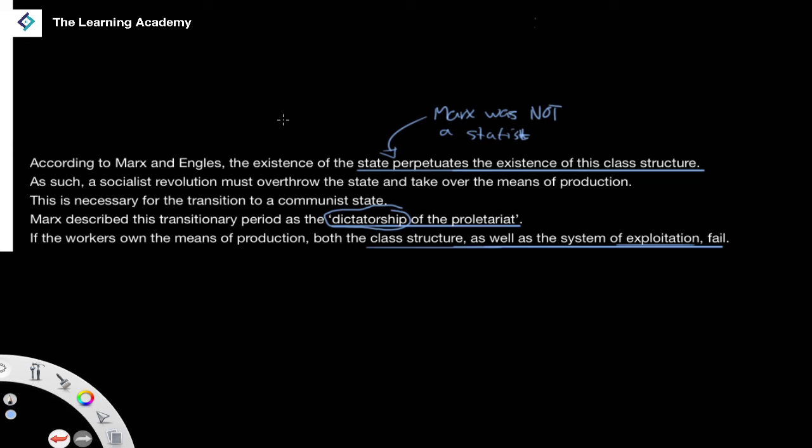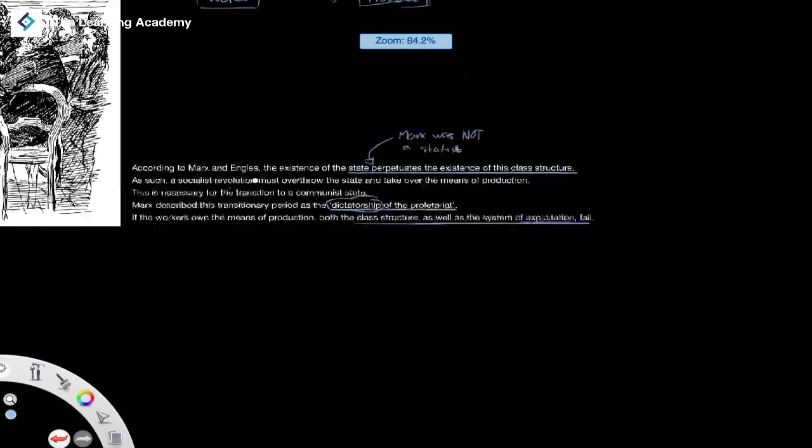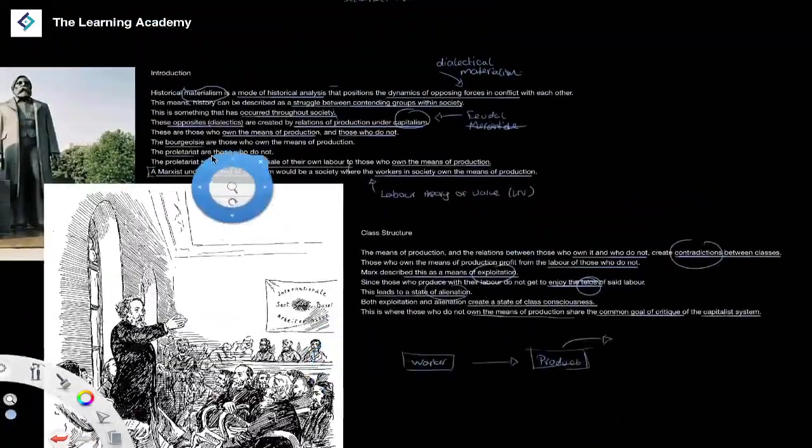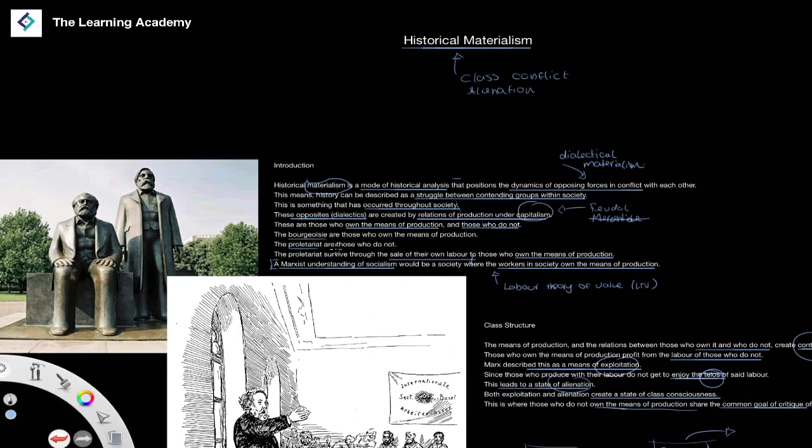And it also states that in a transitionary period where the workers own the means of production, both class structure as well as exploitation cease to exist. There doesn't exist a class structure because now everybody owns the means of production, rather than there being a select class that do and a select class that do not. And this also means that exploitation doesn't exist, because your labour is not exploited by those who own the means of production, because you own it yourself. And this is really just adding further to our understandings of socialism and a number of other ideas within socialism.